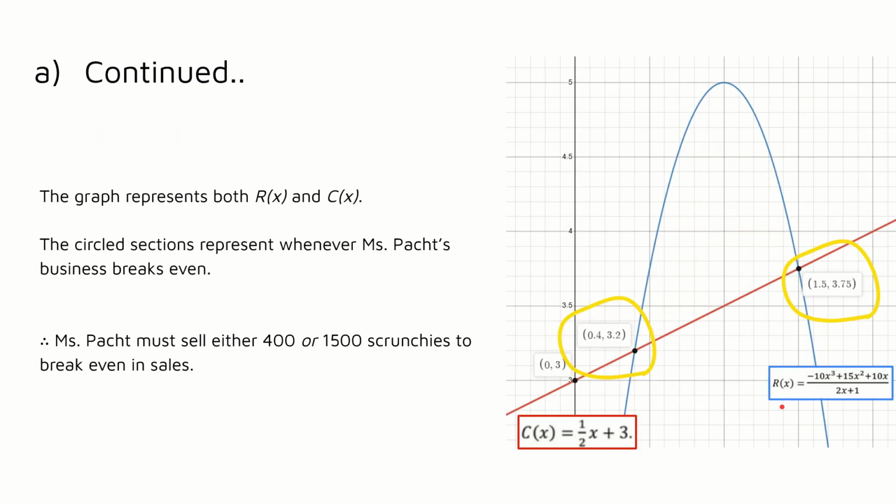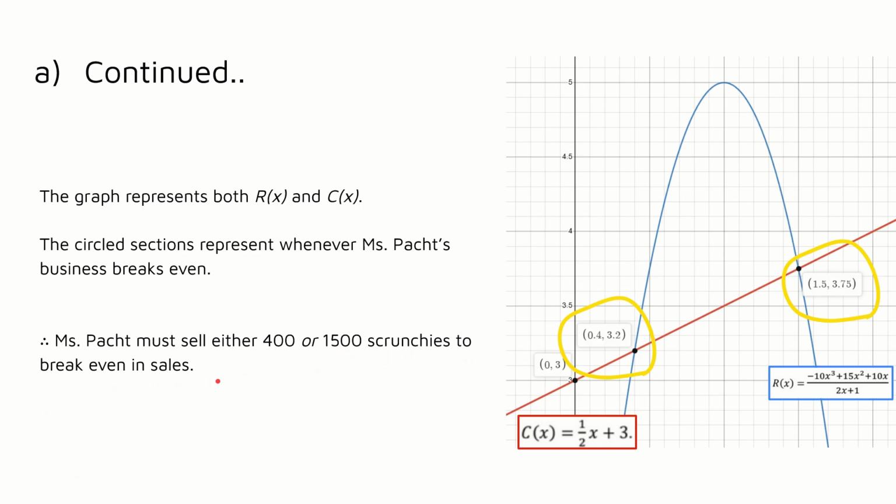All right, continuing. This is what this function would look like. So C of x is the red line that's always increasing. R of x is that parabola. And over here we can see when she breaks even. When these two functions intersect, we can notice that 0.4 and 1.5 are points where they break even. So we did our math right, which is good. These circled sections represent the breaking even parts. So therefore, Miss Pac must sell either 400 or 1,500 scrunchies to break even in sales.